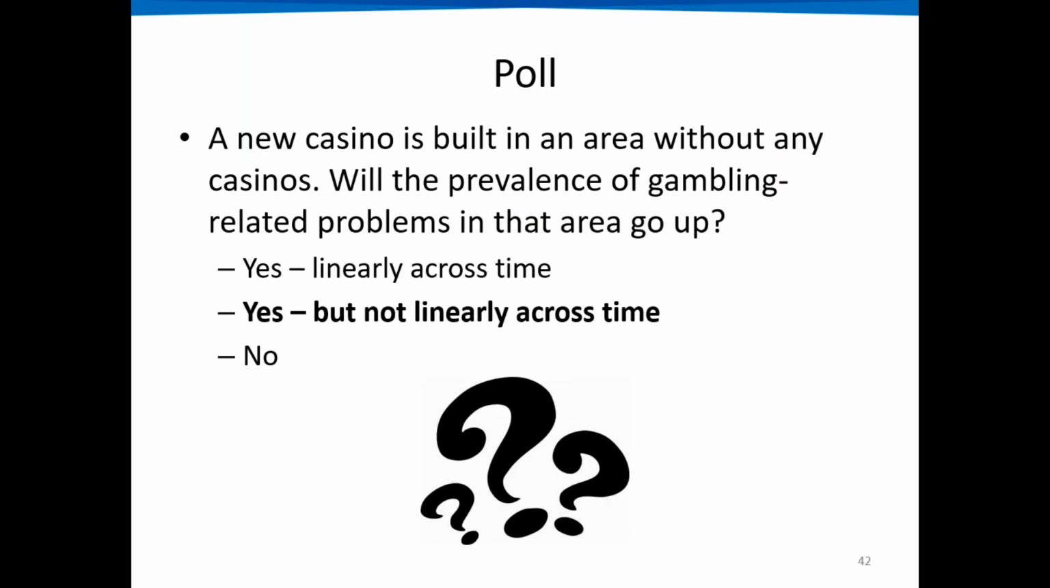So if we return to our poll, the correct answer is most likely that there is a relationship between exposure and problems, but that relationship is neither universal nor linear across time. Different segments of the population are affected differently, and individuals adapt in different ways to new stimuli.